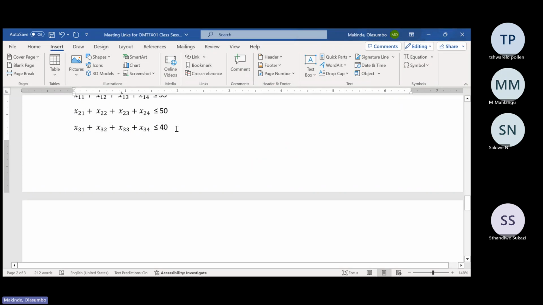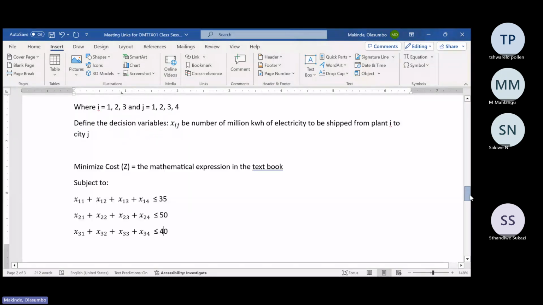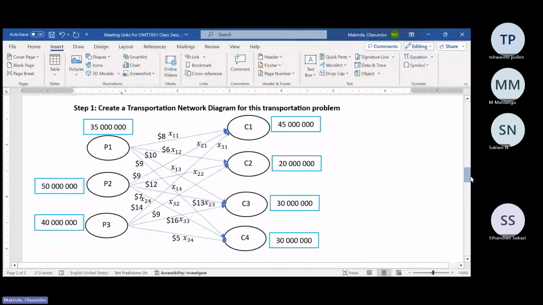Then from there, those are the three suppliers. So those are the three supply capacity constraints you have. If you have 4 suppliers, that means you are going to have 4 mathematical expressions. If you have 5 suppliers, you are going to have 5 mathematical expressions for the supply capacity constraint. Then we do the same thing for the cities, which are the customers. And how do we do that?